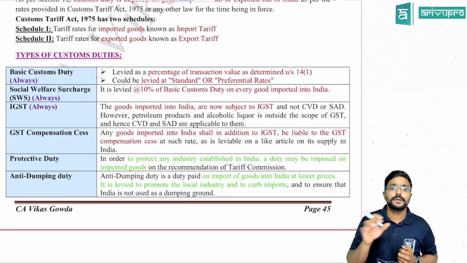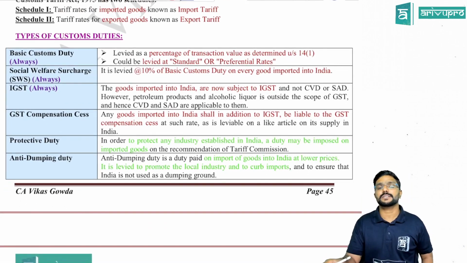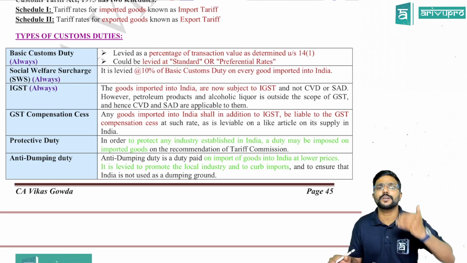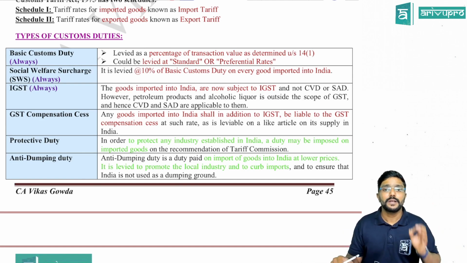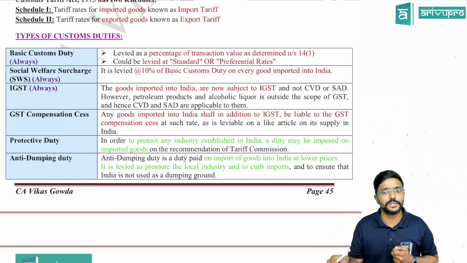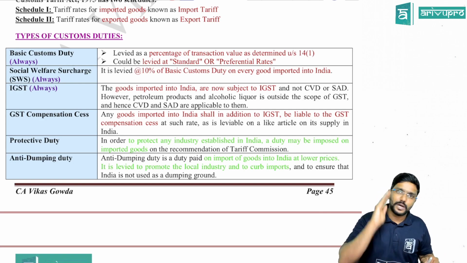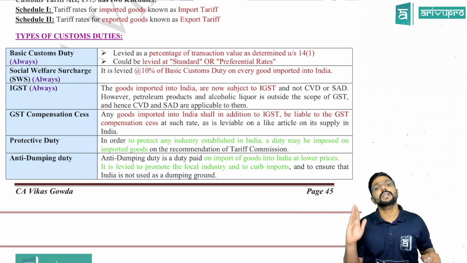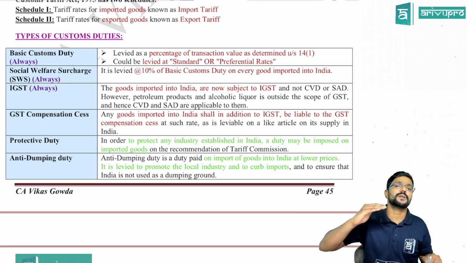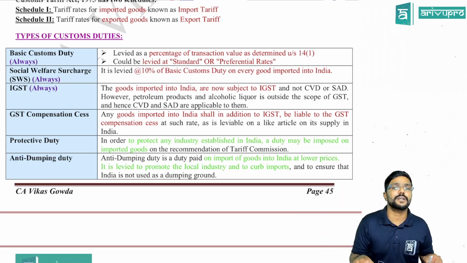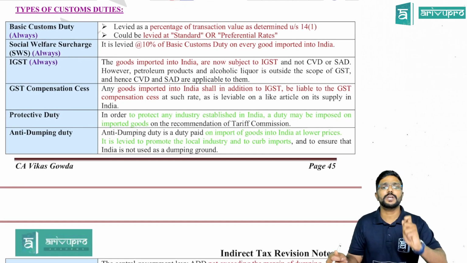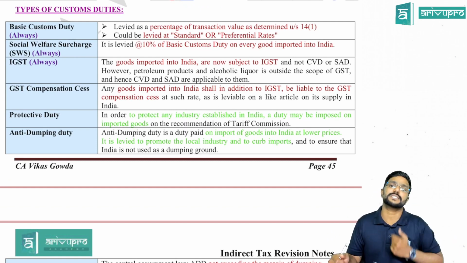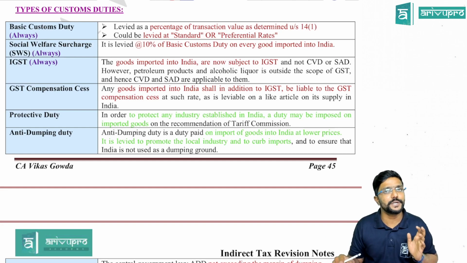Then coming to different types of duties which are levied under the Customs Act, one by one. Basic customs duty will always be levied whenever the goods are imported into India, on the transaction value, or assessable value, which is calculated under section 14, and it will be levied at normally standard rate or preferential rate. That is only when the goods are imported from any preferential area with which the government of India has an agreement. Then social welfare surcharge also will always be levied, that is at 10% of basic customs duty on all the goods imported into India.